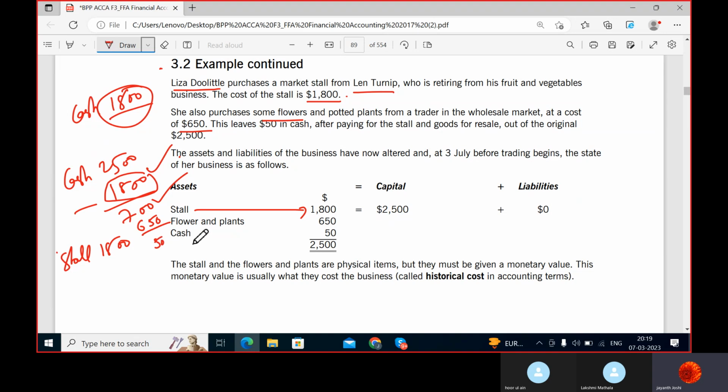So we are left over with 50 cash balance, and 650 flowers and plants have come into the business. So 650 cash has gone out, and an equivalent amount of flowers and plants has come in. So these are all assets. Okay, and capital is still 2500. So again we see the balance on both sides. We see the totals match. That means the total of assets is equal to capital plus liability. Now, any doubts here? Please tell me yes or no.